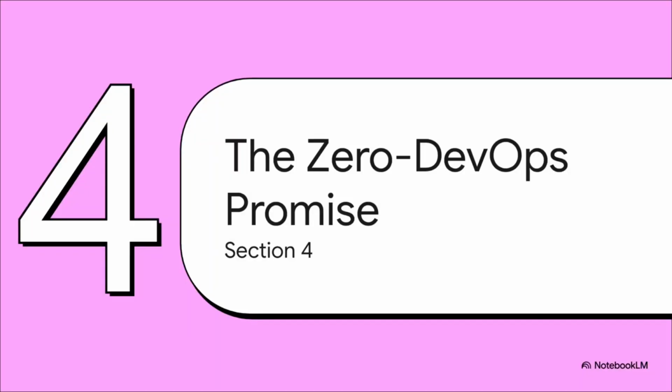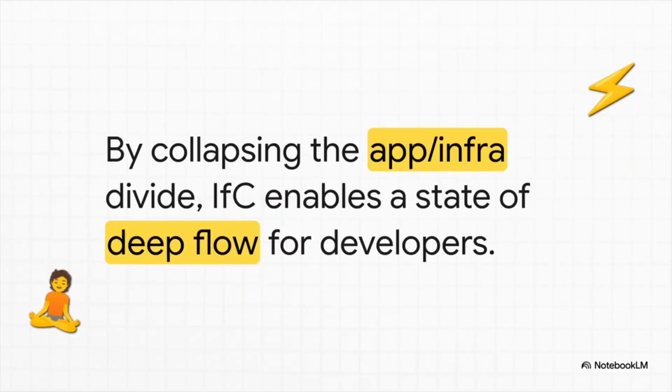So we've seen the how, but let's talk about the why. What does this actually mean for developers, for teams? Well, it's something a lot of people are starting to call the Zero-DevOps promise. And what's the first part of that promise? Well, it's about totally changing how teams work. IfC can empower just one single developer to do what used to take a whole dedicated DevOps specialist. By making it so much easier to get started, you just unleash the productivity of every single person on the team.